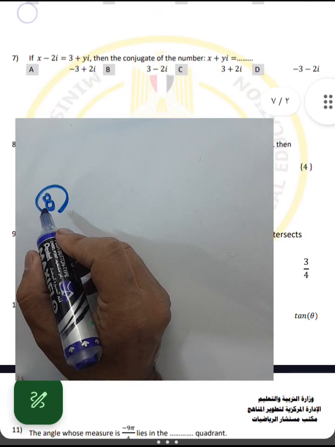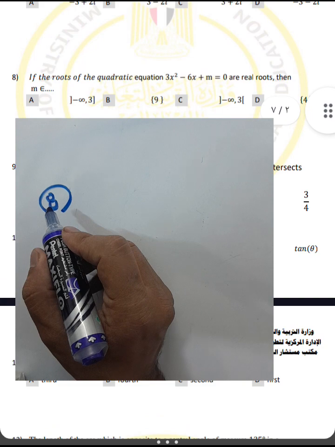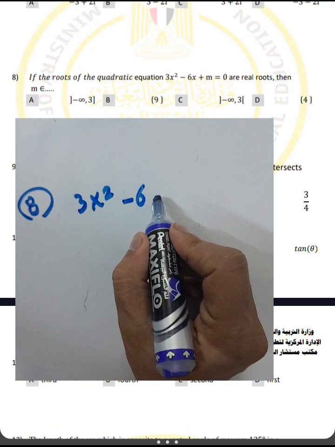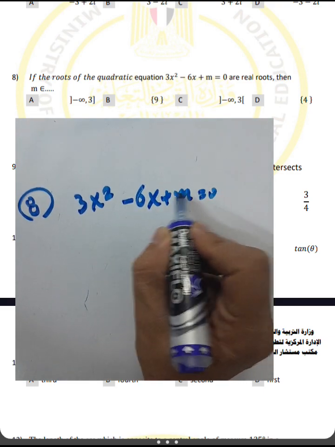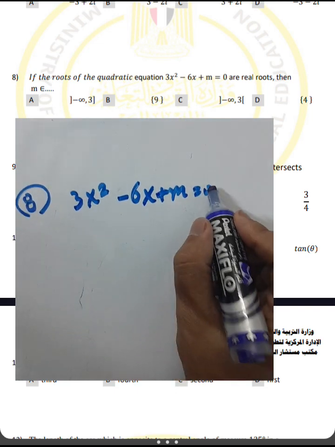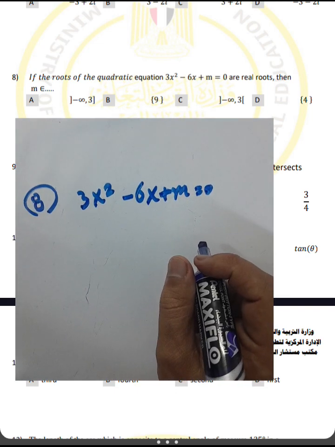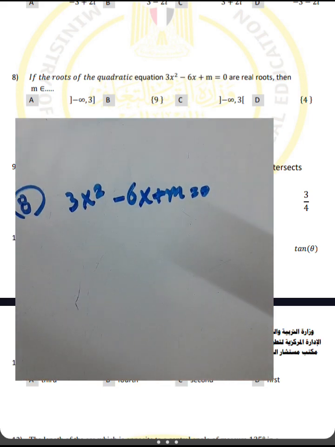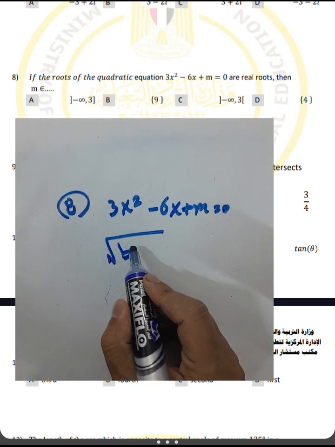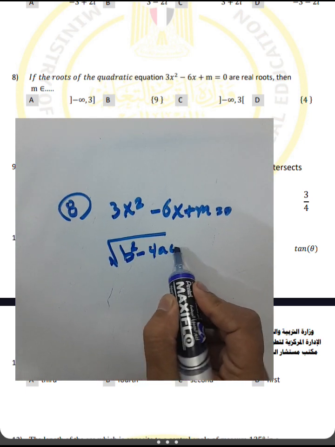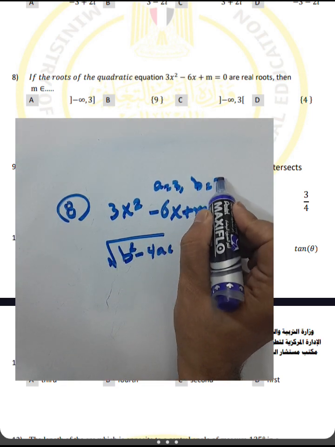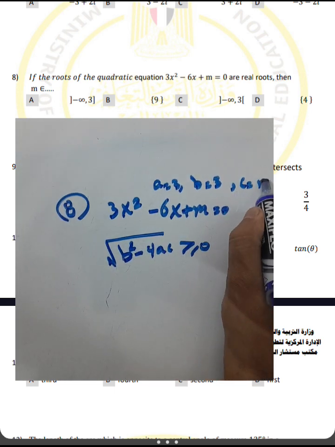Question 8. If the roots of the quadratic 3x power 2 subtract 6x plus m equals 0 are real roots, then m belongs to what? It gives us real roots, so you can find the result for this equation. We can write the square root of b power 2 subtract 4ac, which will be greater than or equal to 0. We know a here was equal to 3, b was equal to 3, and c was equal to m.